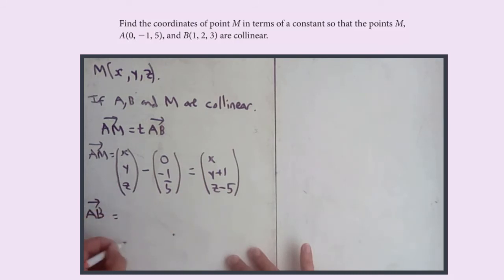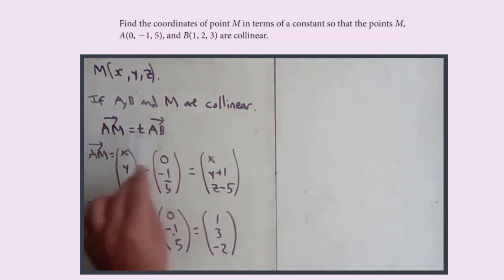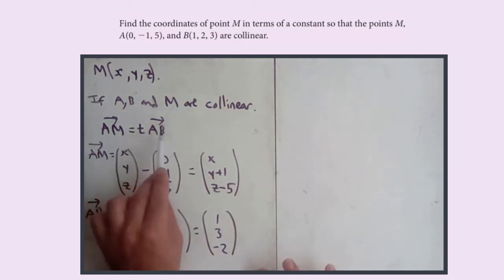AB equals, well, we're going to put B first, the position vector of B, OB, which is 1, 2, 3. Then we're going to end at B and start at A, because you're going from A to B, minus 0, minus 1, 5. So AB is going to be 1 minus 0 is 1, 2 minus minus 1 is 3, and 3 minus 5 is minus 2. Okay, so we have said that AM is some scalar multiple t times AB.